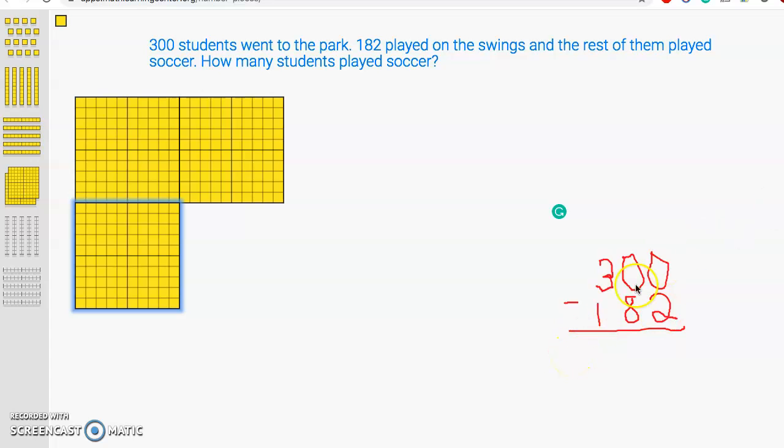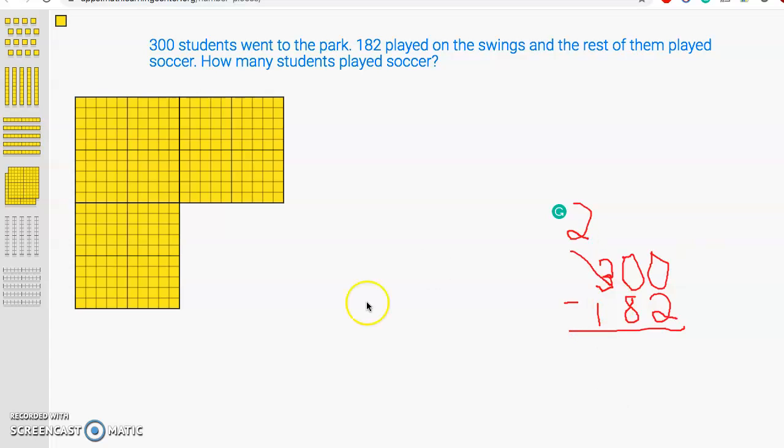So first we're going to start in the ones place. I see that I don't have enough ones to subtract 2, so now I'm going to move to my tens place. I also see that I don't have enough tens to subtract 8, so now I need to look at my hundred spot. And I see that I do have enough hundreds to subtract 1. So first we need to break down this 300 into 200s because we need to be able to subtract for tens and ones.